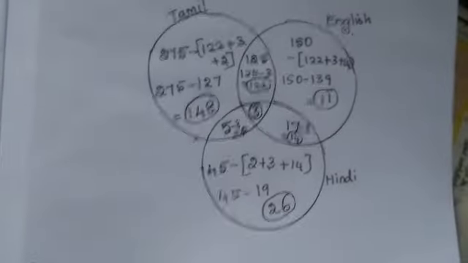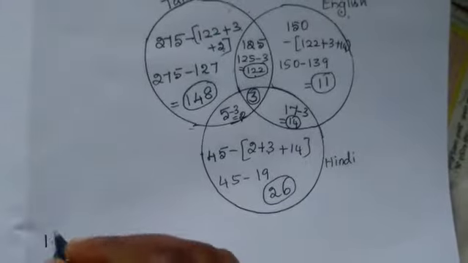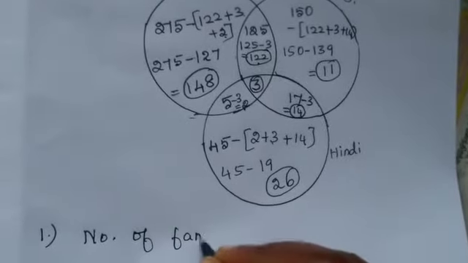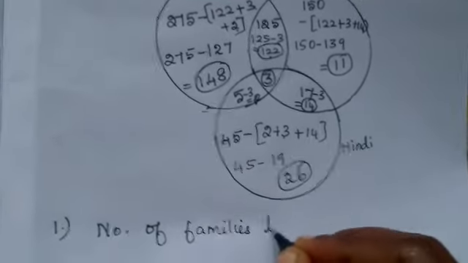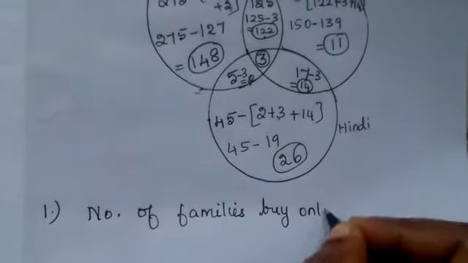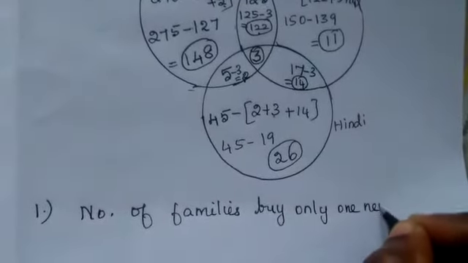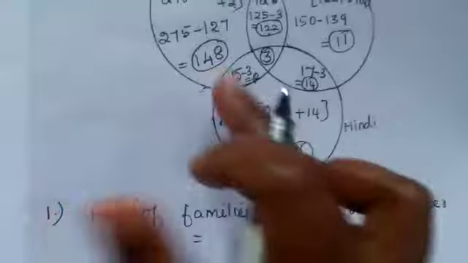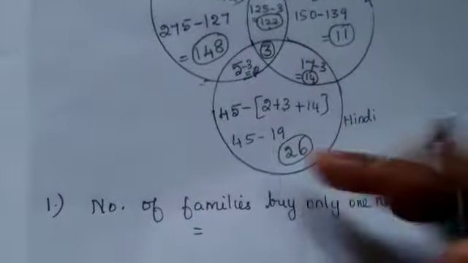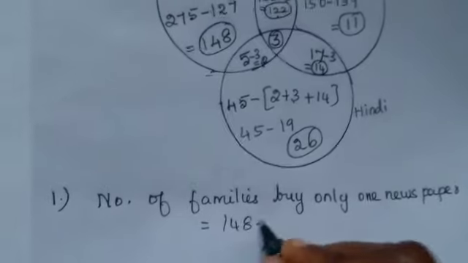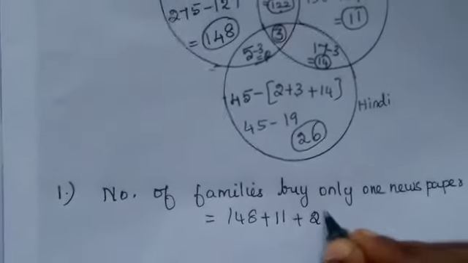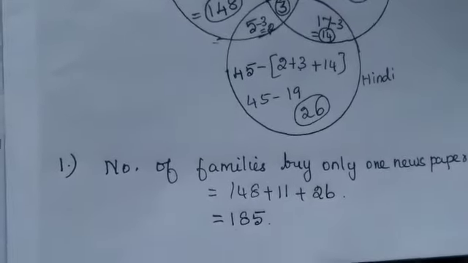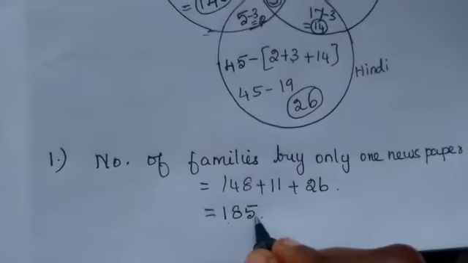Now what is the first question? Number of families that buy only one newspaper means what? Number of families by only one newspaper is equal to only Tamil, English and Hindi: 148 plus 11 plus 26. What is the answer? 185. Only one newspaper buyers, how many families? 185.